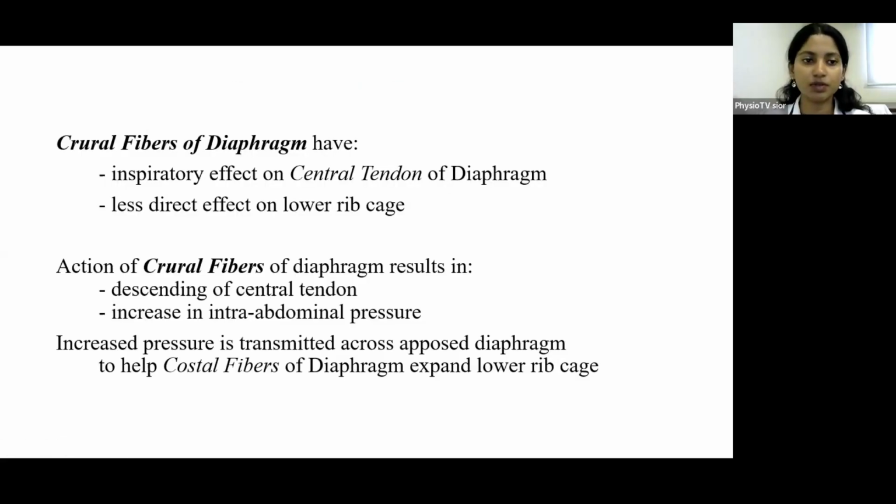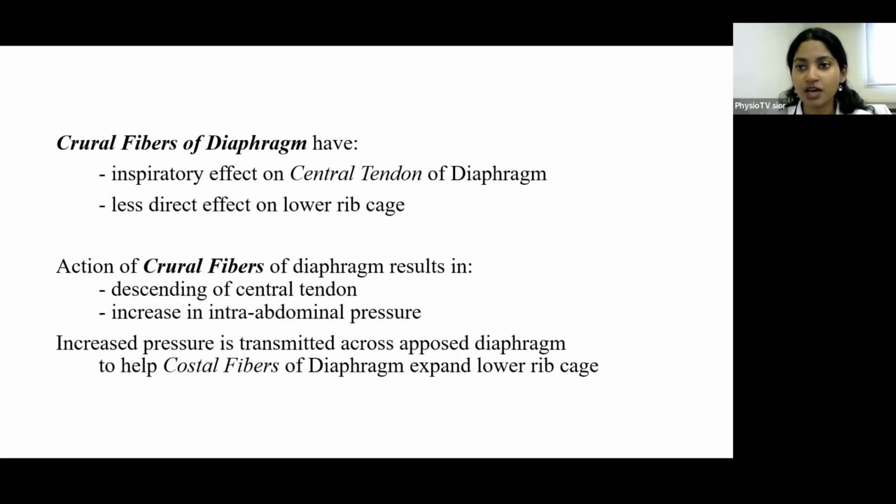Next, crural fibers of the diaphragm. We saw about the zone of apposition and the costal fibers. What about the crural fibers of the diaphragm? What is their role? Crural fibers of the diaphragm have an inspiratory effect on the central tendon of the diaphragm, but they don't have any direct effect on the lower ribs as such. Because of the contraction of the crural fibers, or the ventral segments of the diaphragm, there is the descent of the central tendon.